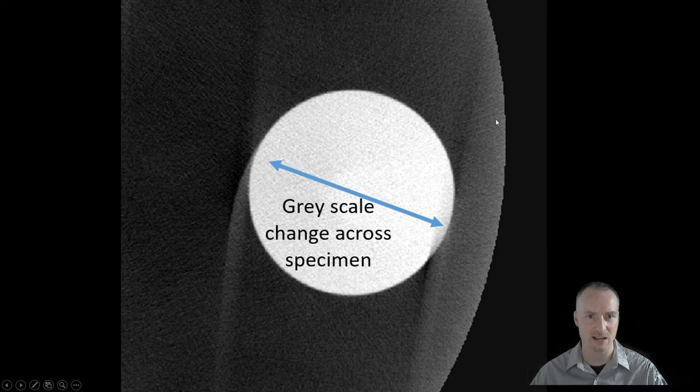We can see the effect of the beam hardening along the edge shown by the cursor. The edge of the specimen in this location is very bright, and as we move towards the centre, the grayscale values decrease. This will make post-processing very difficult.